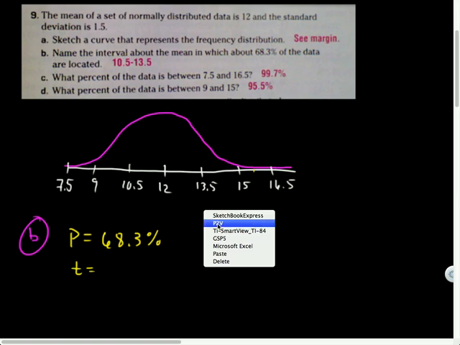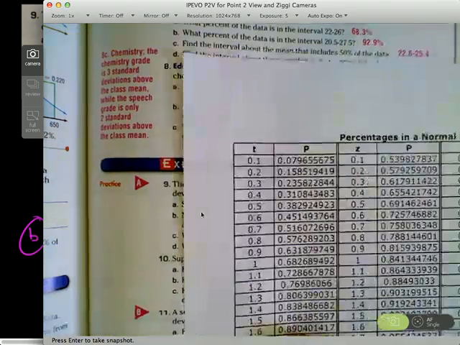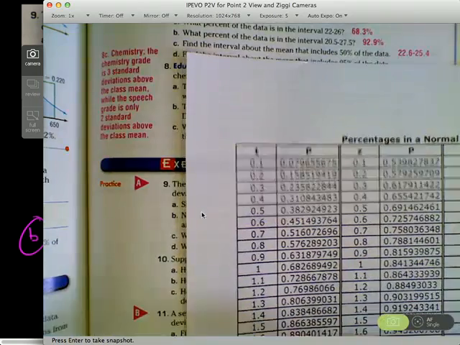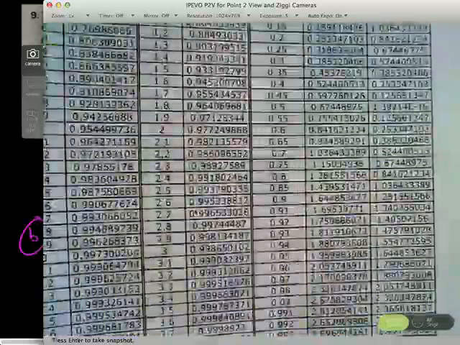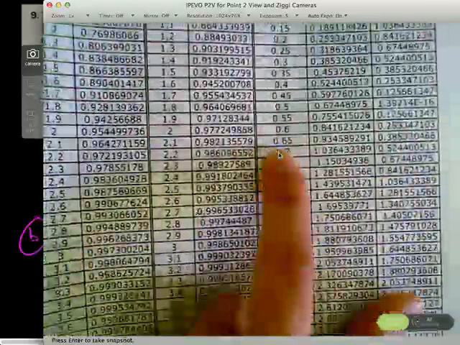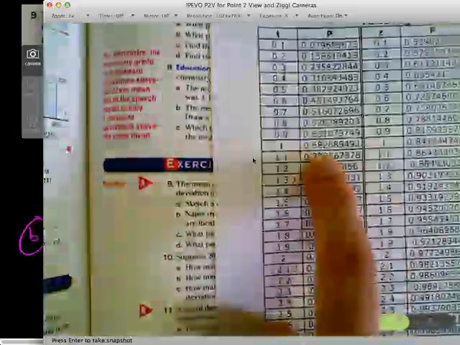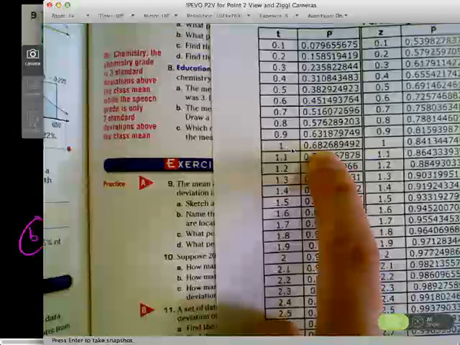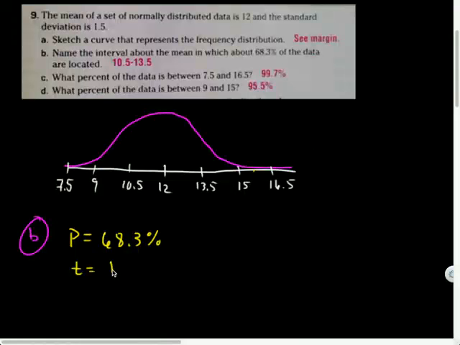I would look at my chart. Since I know what the p is, I should start at my third option here. Actually, they don't have the 0.683 here, but it does happen that I have 0.683 right here. And the t-value corresponding to that is 1. So t is 1.